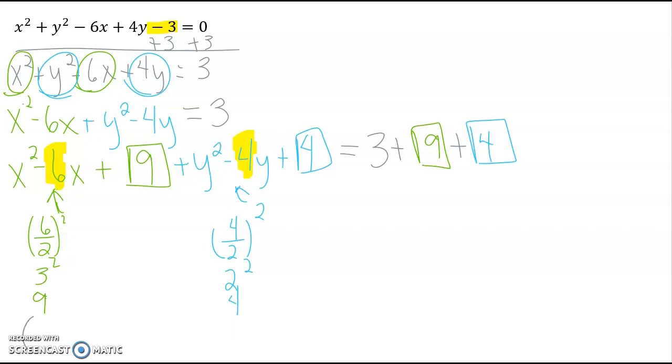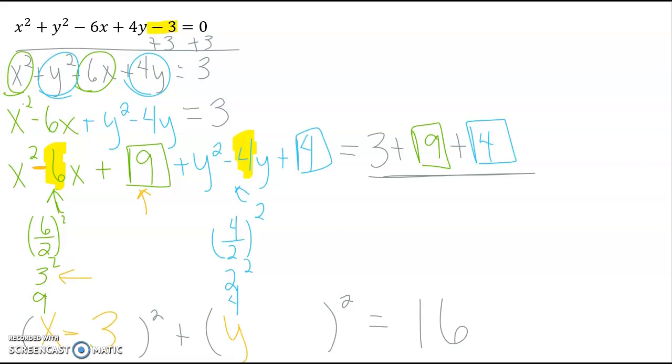Once I've completed the square, I can write my final equation. So let's simplify that right-hand side. 3 plus 9 plus 4 gives me 16. Then let's figure out what goes in my parentheses. So if I remember, I've got an x and a y. Well, in front of this one, I've got a minus. And then what number squared gives me 9? 3.